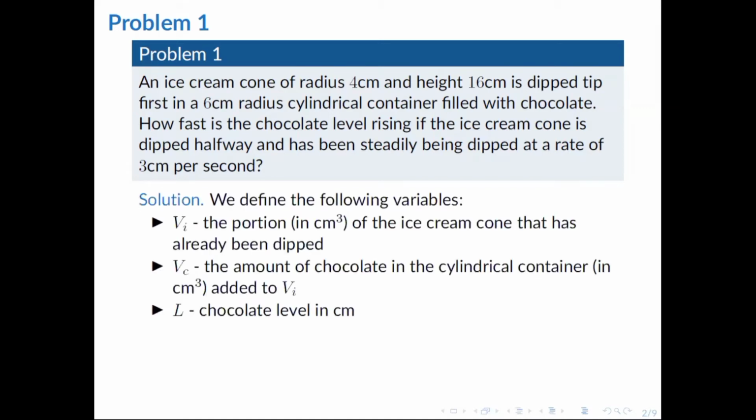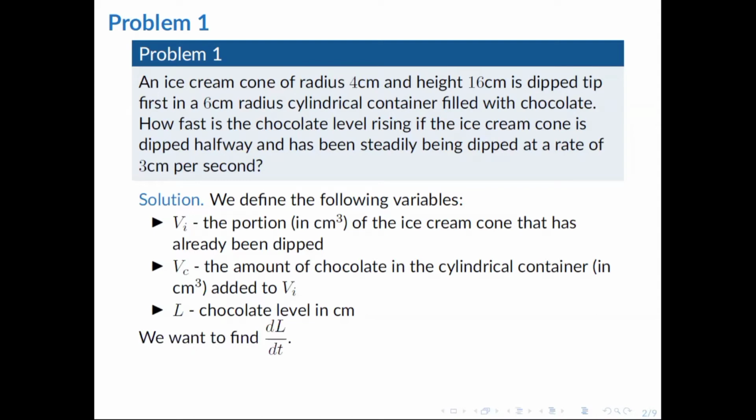First we need to define our variables so we don't get confused as we're solving this problem. We let V sub I be the portion in centimeters cubed of the ice cream cone that has already been dipped. And we let V sub C be the amount of chocolate in the cylindrical container in centimeters cubed added to V sub I. And lastly, we let L be the chocolate level in centimeters.